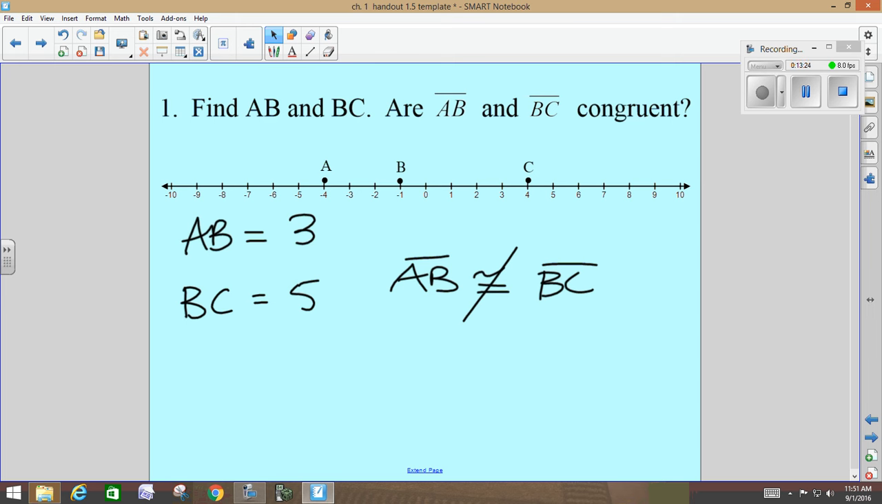You know, like no smoking. It's got a slash through the sign. Right, Cade? So this would be read, segment AB is not congruent to segment BC. Kutzmick, why aren't they congruent? Exactly, because they're not the same length.